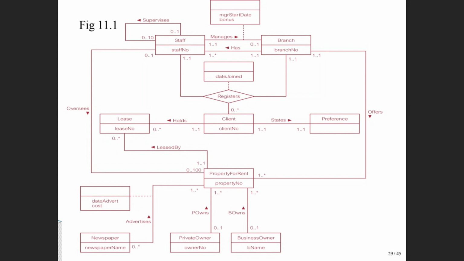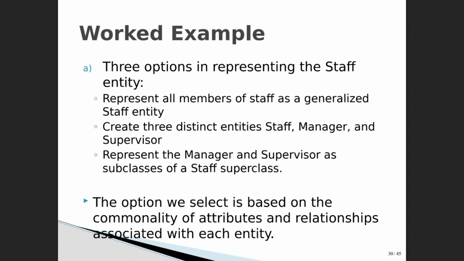This is an example of an ER model, ER data model or ER diagram. And we want to add some more semantic information in order to enhance this ER model. All right. There are three options to represent the staff entity. So we are going to focus on the staff entity.